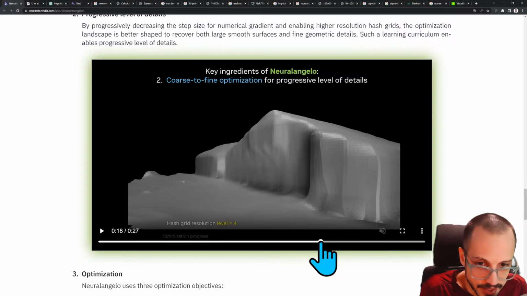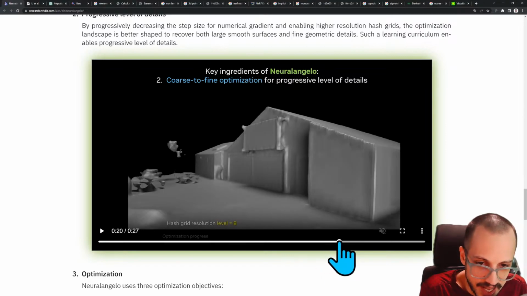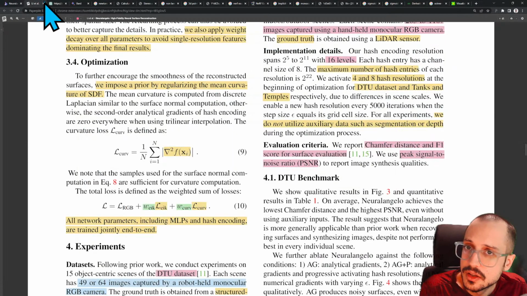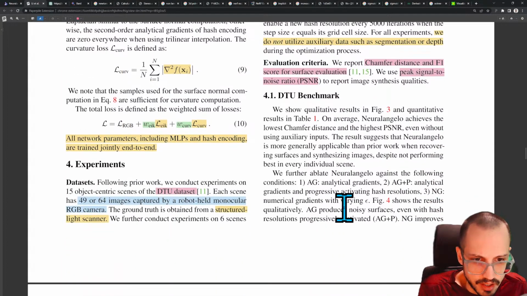So here they actually show you what that looks like in practice. Here you have a hash grid resolution of 4. So there's 4, then 8, then 12, then 16, and then it stops at 16. Pretty cool. Okay, DTU benchmark. We show qualitative results. It achieves the lowest chamfer distance and highest PSNR.